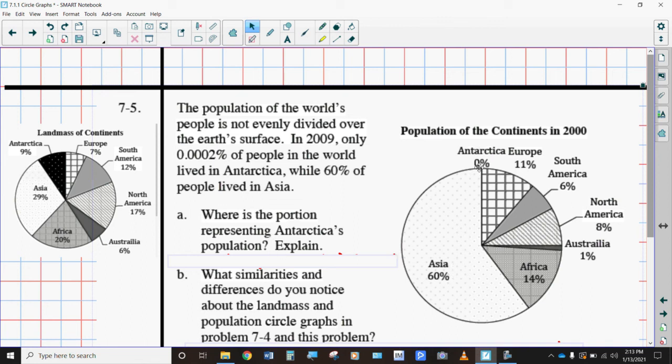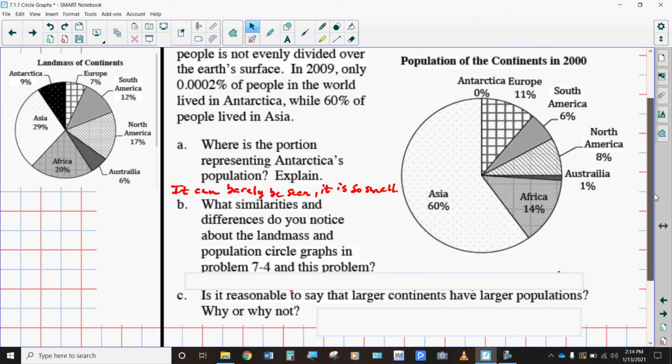So where is the portion representing Antarctica's population? Where do you see it here? I notice a 0% is listed right there. If you were going to create a circle graph and cover 0% of that circle graph with a wedge, what would you see? It looks like all we see is a line. So it's practically non-existent. It can barely be seen. It is so small, that wedge that would represent the population of Antarctica.